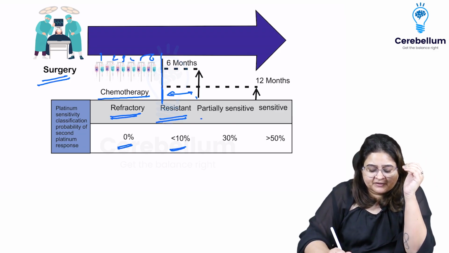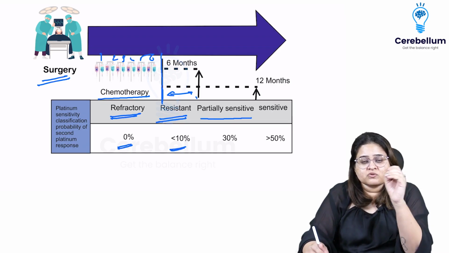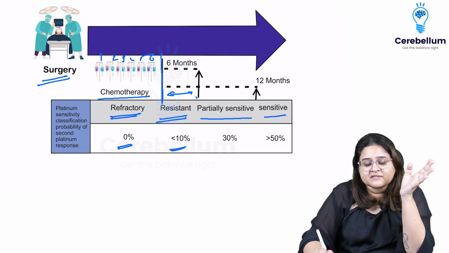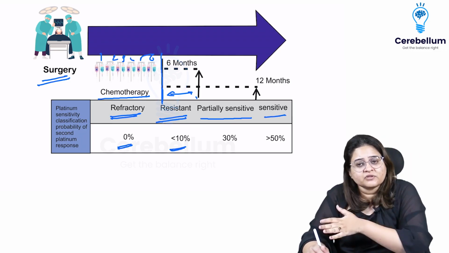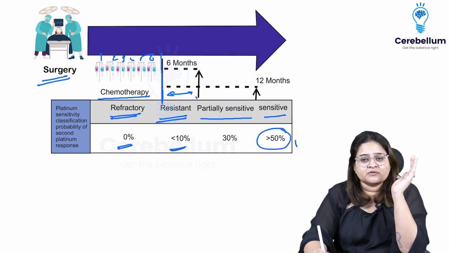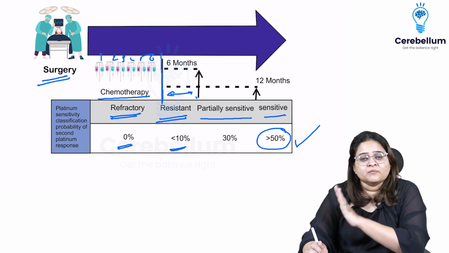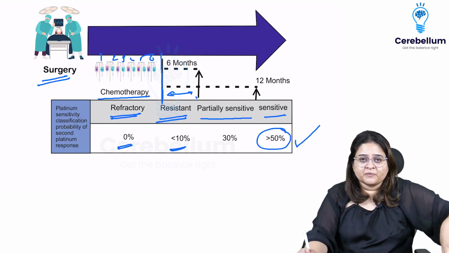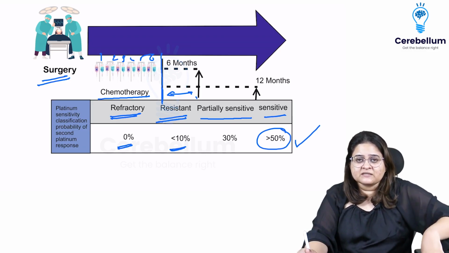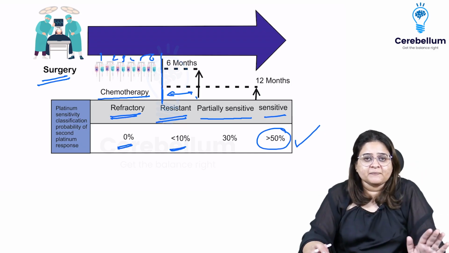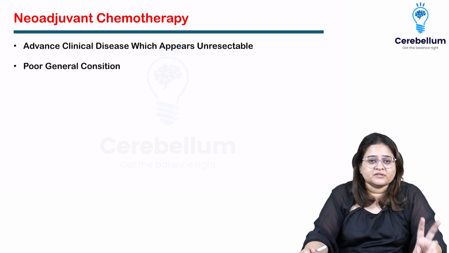Now, if the recurrence happens between 6 to 12 months, then she is partially sensitive. And if the recurrence happens after 1 year, after 12 months of receiving chemo, then she is sensitive. Then there's a good chance she will respond again and you should give the platinum-based chemotherapy again. Okay, so while on chemotherapy, refractory; within 6 months, resistant; 6 to 12 months, partially sensitive; and after 12 months she is platinum sensitive. That's an important thing.